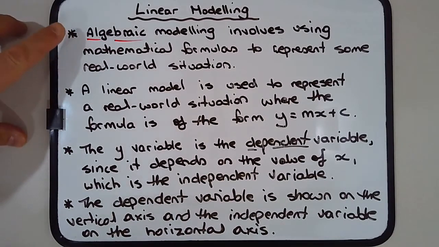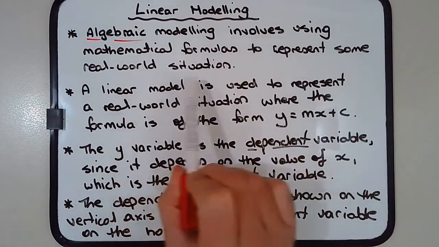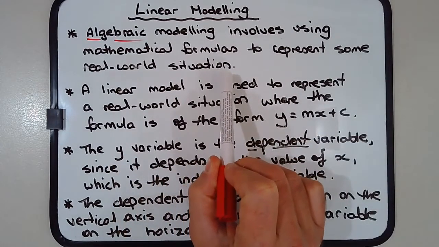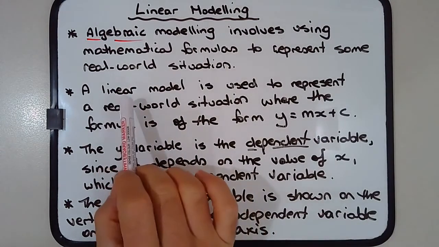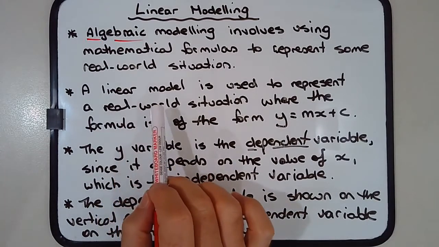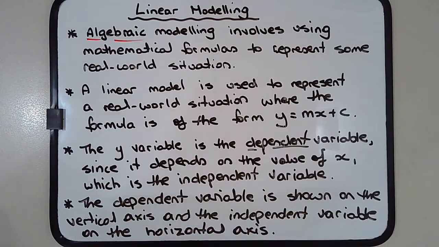An algebraic model, or algebraic modeling, involves using mathematical formulas to represent some real world situation. Okay, they don't have to be straight lines. It could be curves. In fact, some things follow straight line relationships. Some follow a curved relationship like a parabola or some sort of a U shape or whatever. What we're interested in though is just linear models. In other words, a real life situation that could be modeled using the equation y equals mx plus c to represent that real world situation.